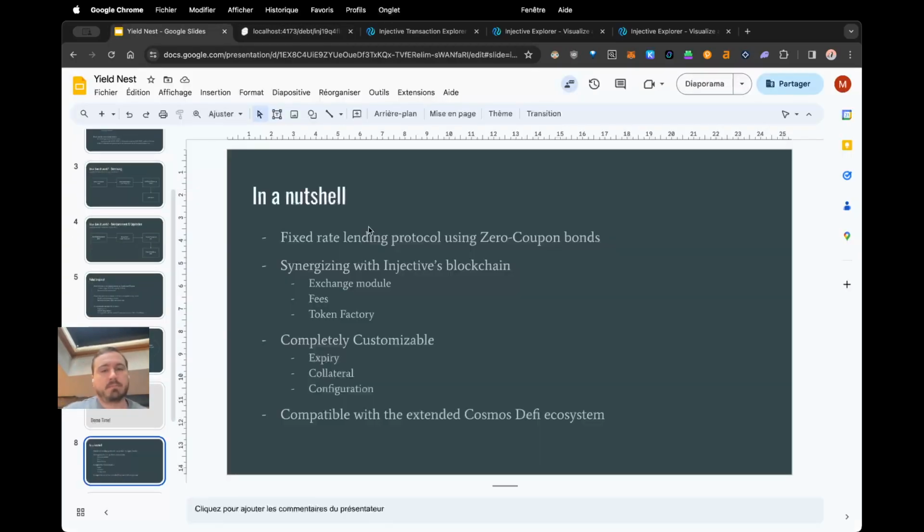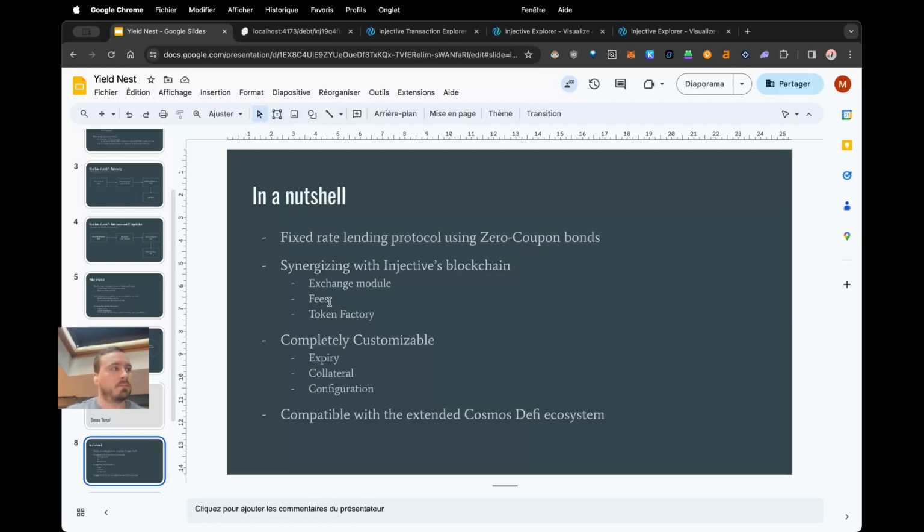So in a nutshell, YieldNest is a fixed rate lending protocol that uses zero coupon bonds. We're synergizing with Injective's blockchain as much as we can. We're using the exchange module for debt trading. We're using the token factory to create reusable tokens that are compatible with other Injective protocols and the wider Cosmos DeFi ecosystem. We're bringing more fees to Injective stakers.